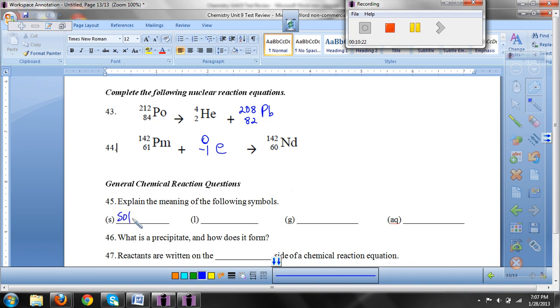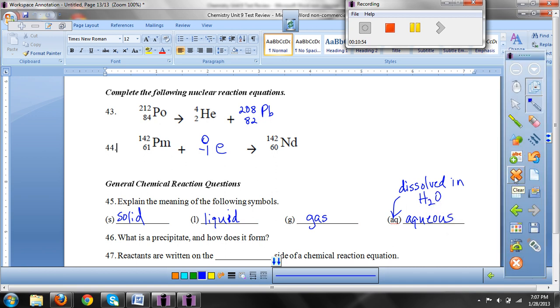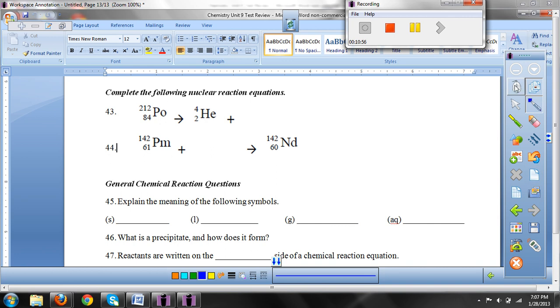S means solid. So whatever's going on with the reaction, I've combined something that is solid. L is liquid, so that element or compound must have been in the liquid state. G is gas, so that element or compound must have been in a gaseous state. AQ is aqueous, and that simply means dissolved in water. Whenever we make compounds or solutions for you to use in lab, they're aqueous solutions because I dissolve everything in water. All right, so let's move on.